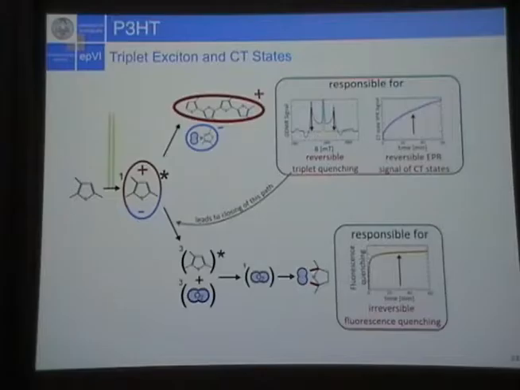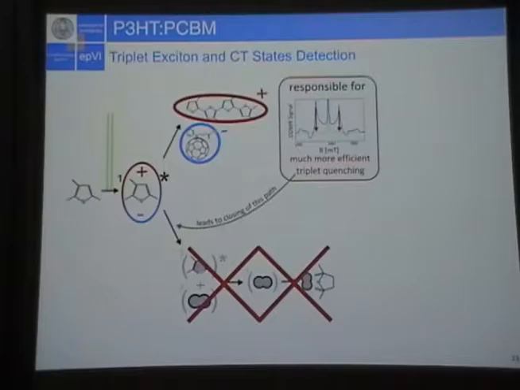Interesting, when you add SC60 complete with the oxygen, this interrupts this process and basically leads to this other one. So again, this is PCBM working as a stabilizer, even in a photooxidation reaction. Let me summarize this part.